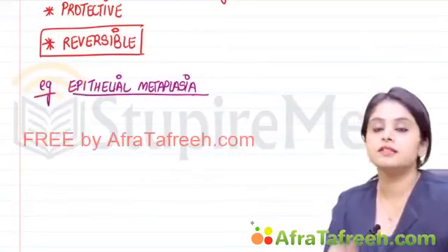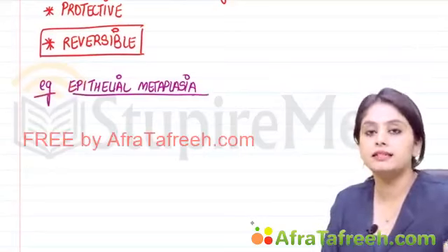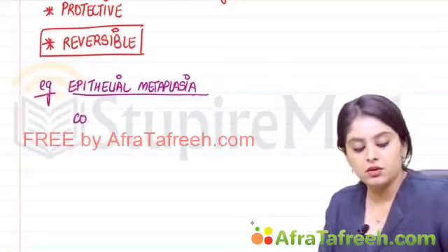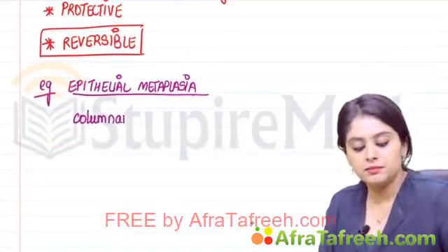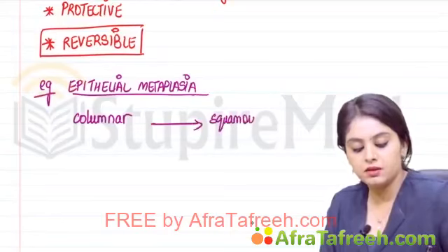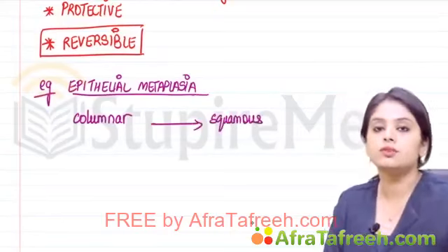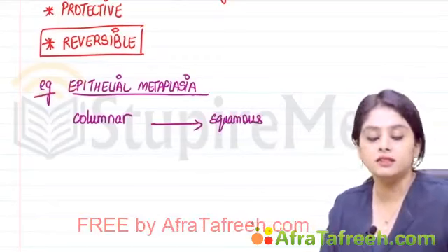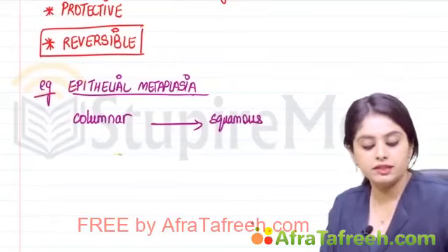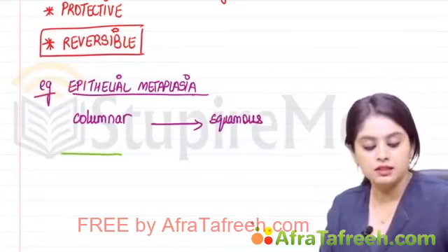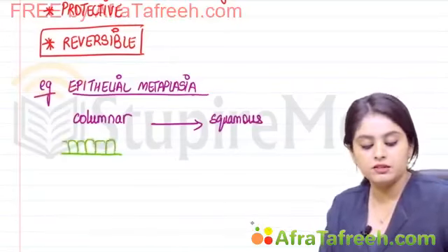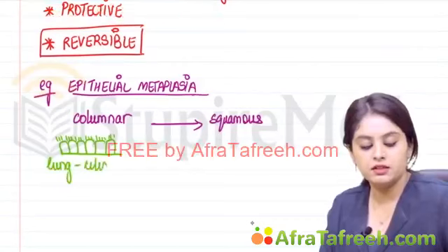So let's take the first example under epithelial metaplasia, that is when columnar epithelium changes into squamous epithelium. Where is this seen? For example, everyone knows that the lining of the lung is going to be ciliated columnar epithelium. So the lung is going to have ciliated columnar epithelium.